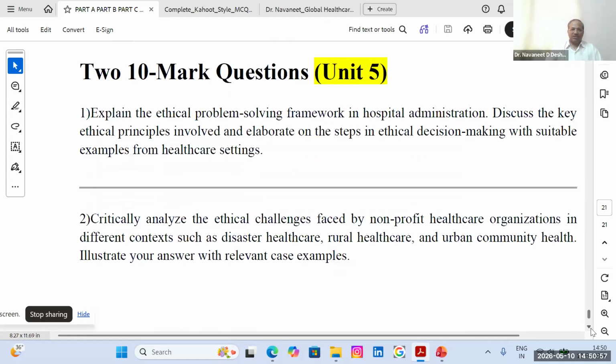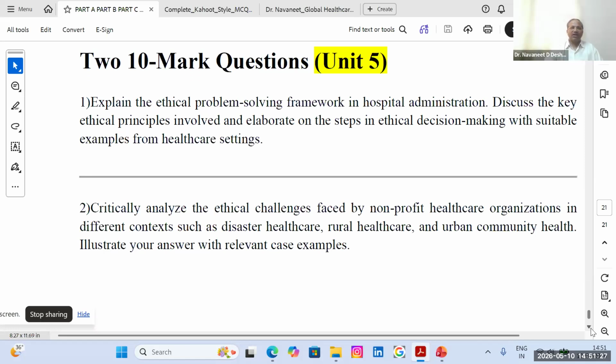The fifth and the last unit is, explain the ethical problem solving framework in hospital administration, discuss the key ethical principles involved, and elaborate on the steps in ethical decision making with suitable examples from healthcare settings. Critically analyze the ethical situations and challenges faced by nonprofit healthcare organizations in different contexts, such as disaster healthcare, rural healthcare, and urban community health. Illustrate answers with relevant case examples. This brings to the end of all the questions of Part A, Part B, and Part C.